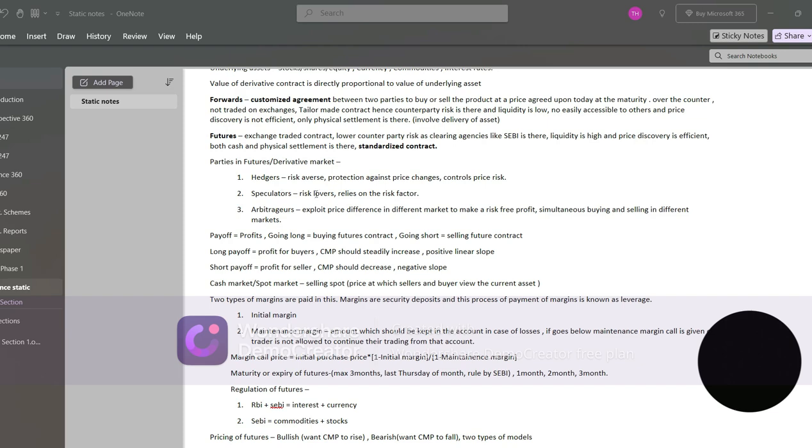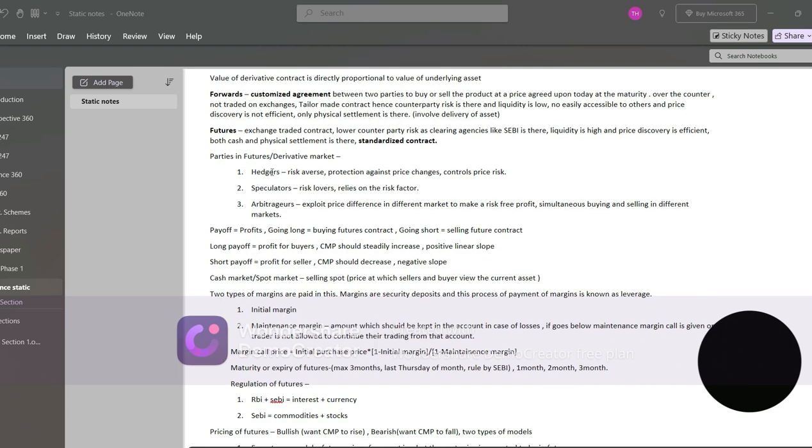Now, futures have three kinds of parties: hedgers, speculators, and arbitrageurs. Hedgers are the people who don't want to take that much risk and are very risk averse. They want protection against price changes and want to control the price risk. Speculators are the ones who love to take risk. They rely mostly on the risk factor for making profit. Arbitrageurs are the ones who exploit the price difference between different markets.